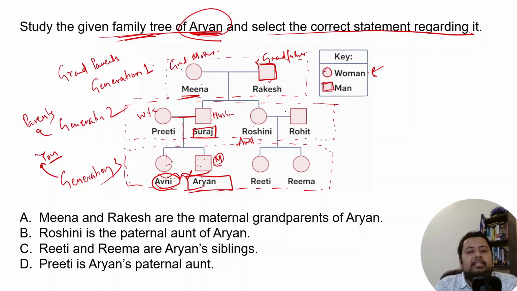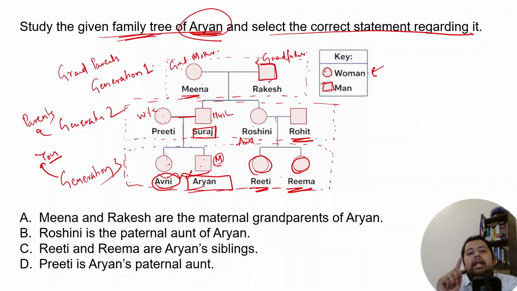Now Roshni's husband is Rohit, right? And they have two children, Riti and Rima. Both are females and they are two sisters, right? Riti and Rima are sisters and are siblings. So do remember they are siblings because they are sisters. They are from the same parents.